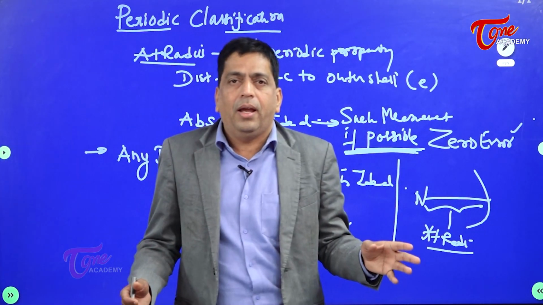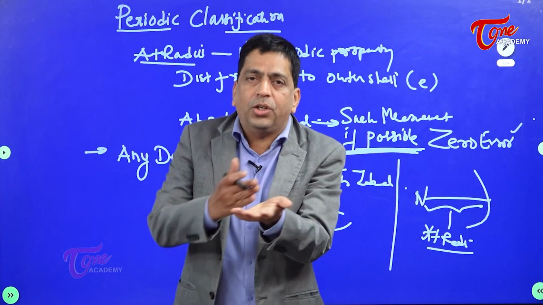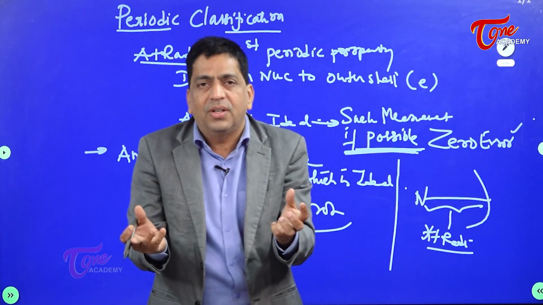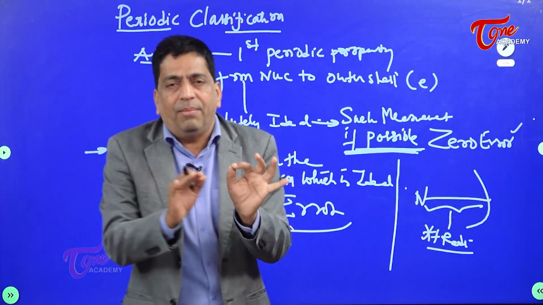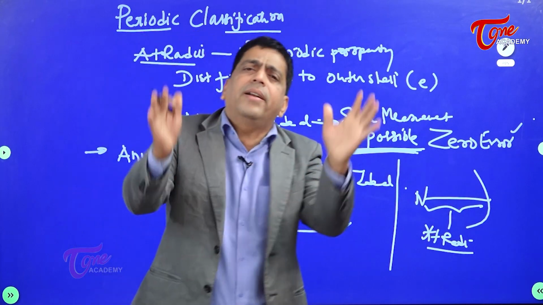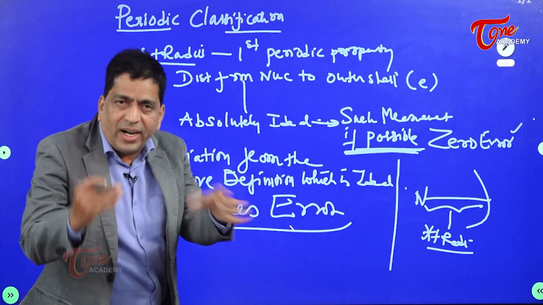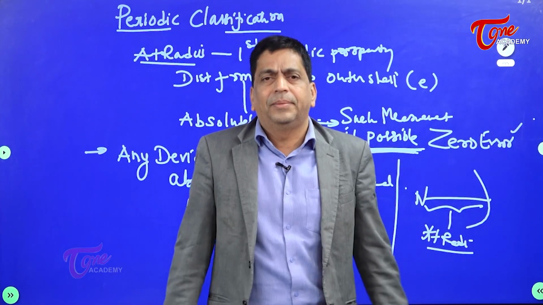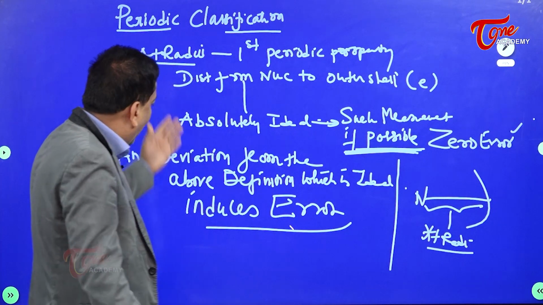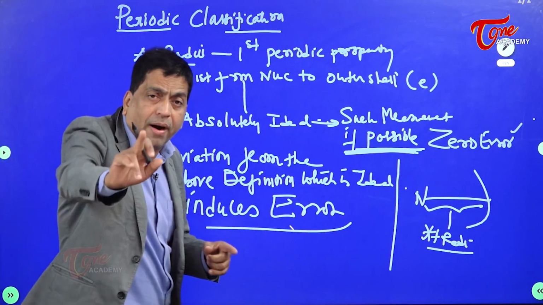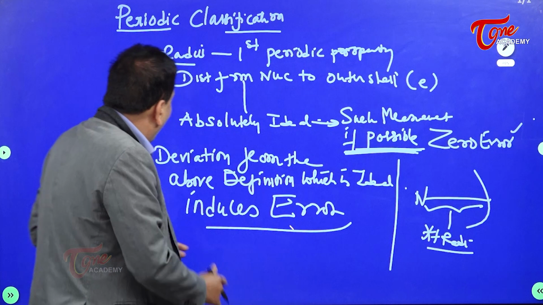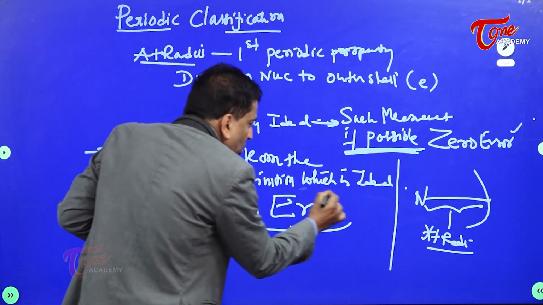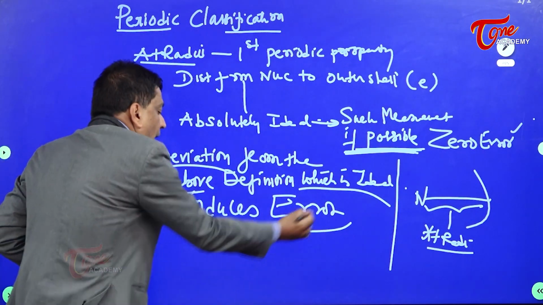You are asking me to take an atom in my hand, cut it off with a cutter which is there in your kitchen, open it, take a scale from the nucleus to the outermost orbit, you find it, na? When you find it off, then you get zero error. Do it. But I'm warning you, any deviation from such above definition which is ideal will induce error.